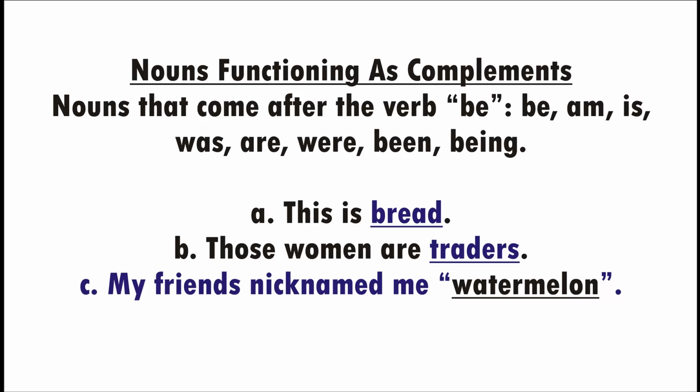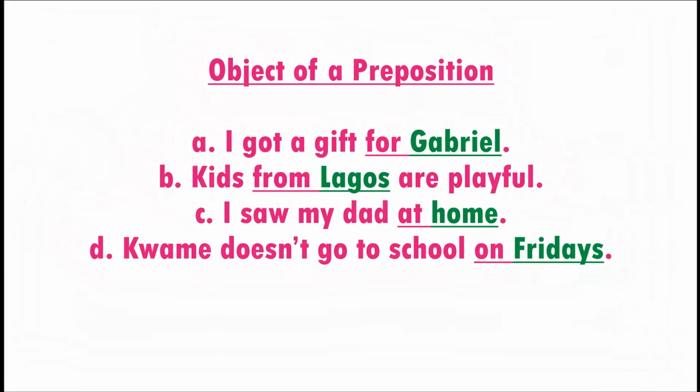So we go to the next one. Nouns functioning as the objects of prepositions. Nouns that function as the object of preposition usually come after the prepositions. That's in the examples we have here. Example A. I got a gift for Gabriel. In this case, for is the preposition. Gabriel comes after the preposition. Therefore, Gabriel is a noun that functions as the object of the preposition.